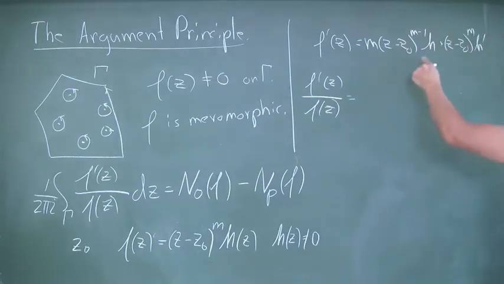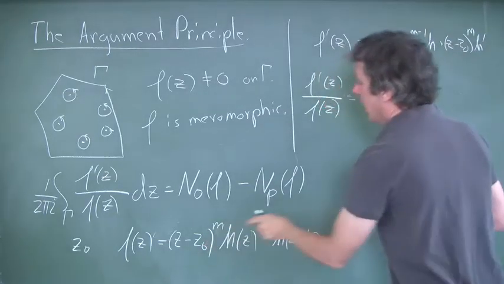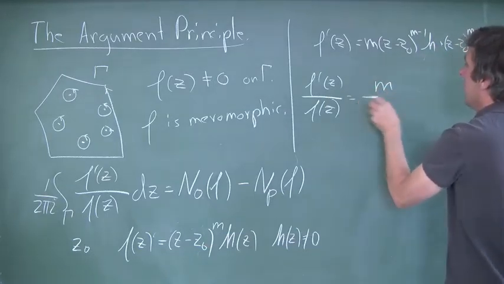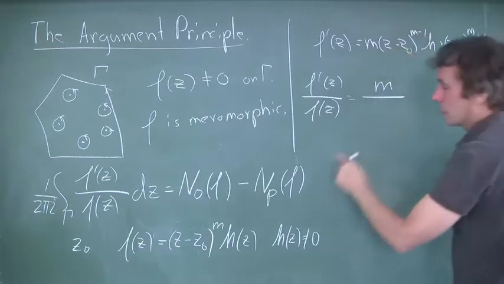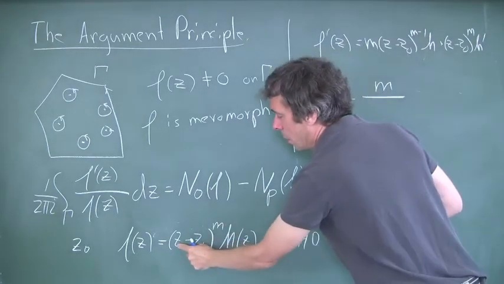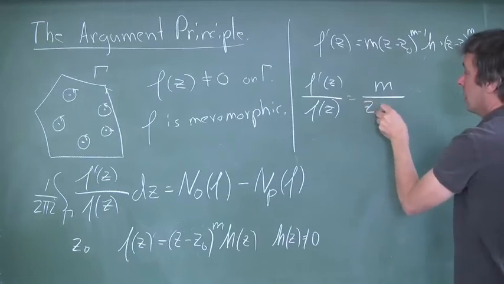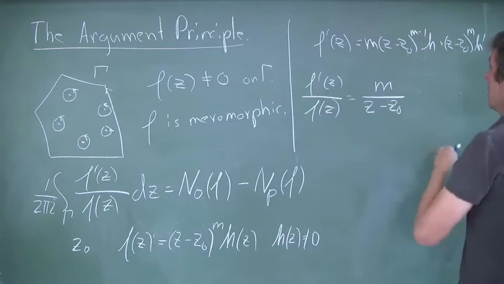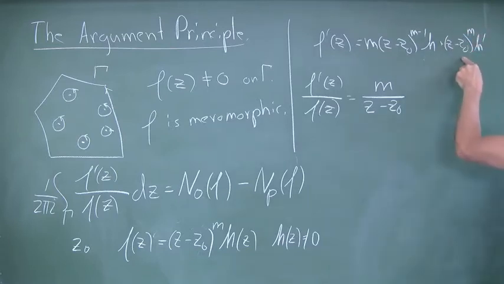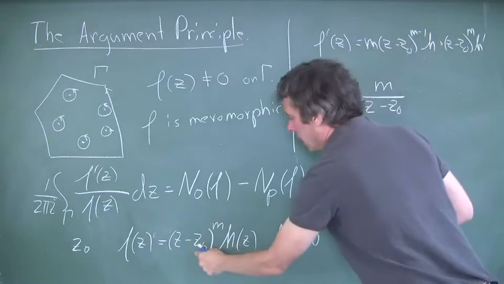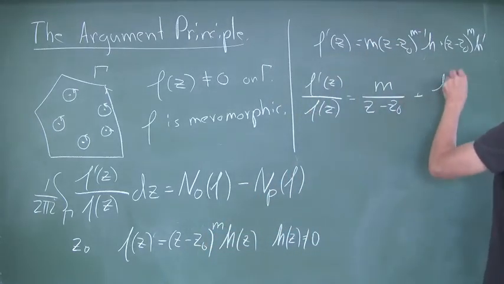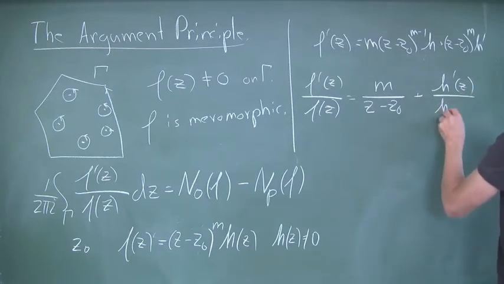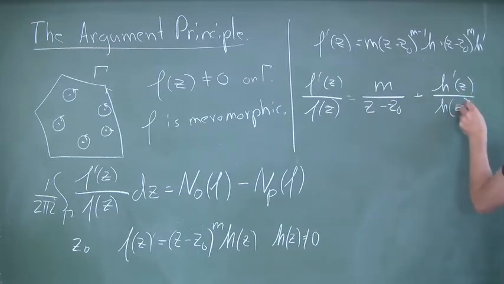then you see that if we divide this expression by f, then the h will cancel out and we're just left with m, and this factor will also cancel out against this. There will be just one factor left here, so you get m divided by z minus z0 here, and up here this whole factor will cancel out against that, and you will be left with h prime of z divided by h of z.